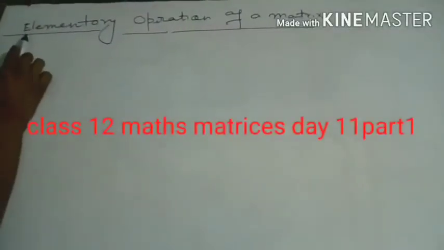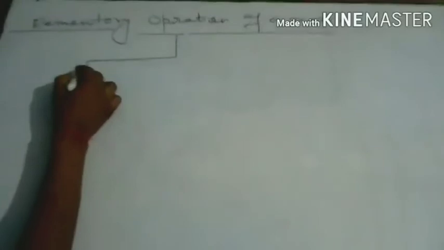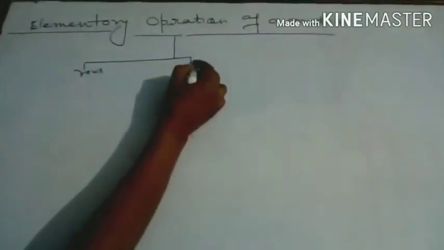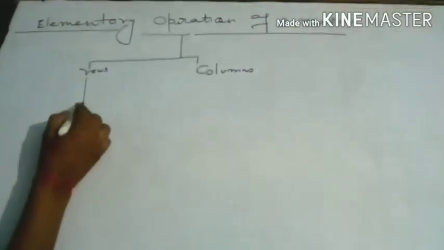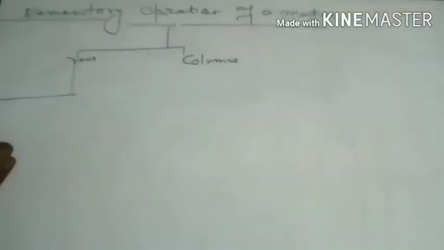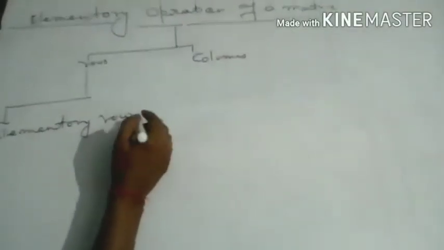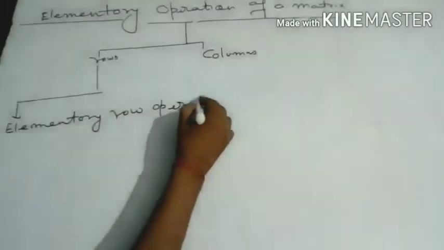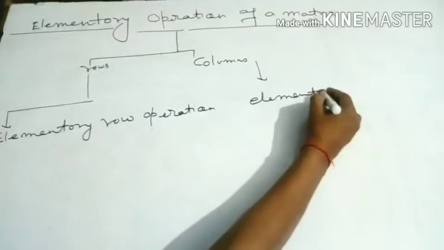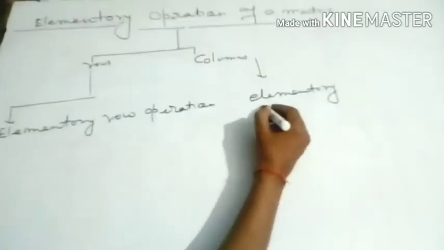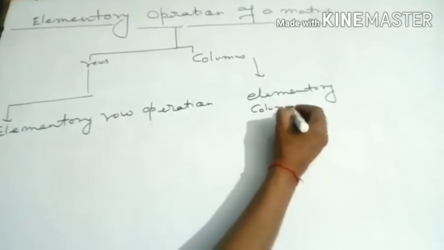Now today we are going to start elementary operations of a matrix. These elementary operations are based on the rows and columns of a matrix. So we are going to divide them into elementary row operations or transformations, and second, elementary column operations.